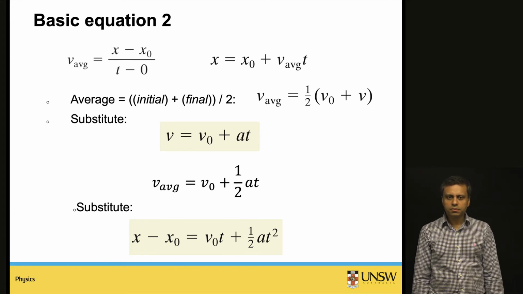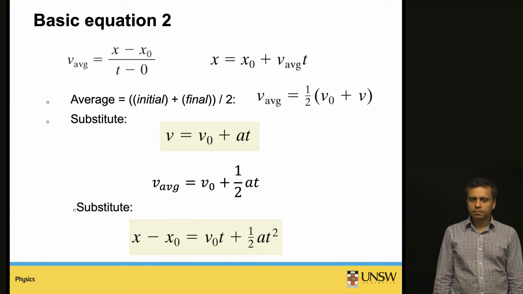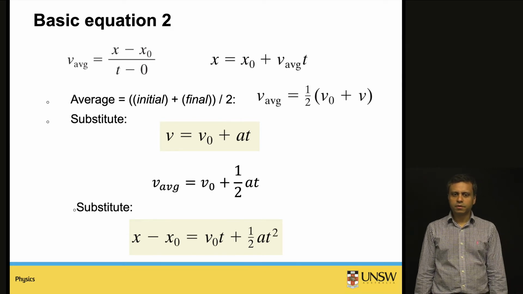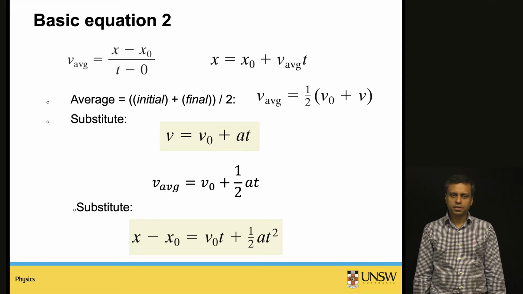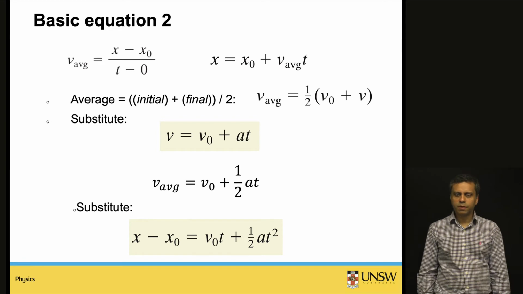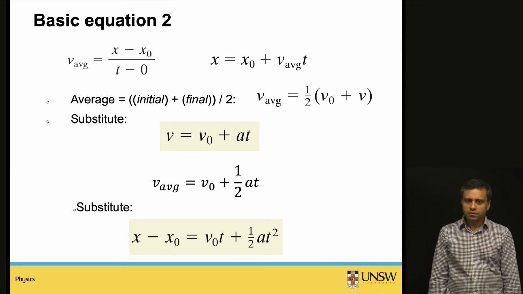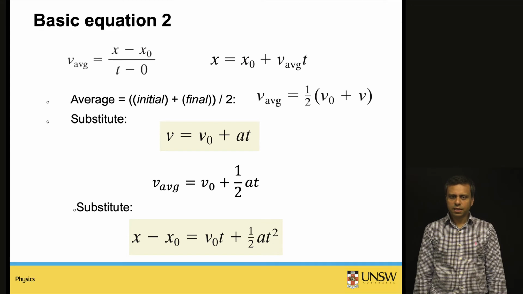Now we need an expression for average velocity, and the average velocity is just the initial plus final velocity divided by 2. It's an average of a quantity, right? The quantity at some initial point and the quantity at some final point, and if you divide by 2, you get the average of that quantity. So v average is written as half times v naught plus v.